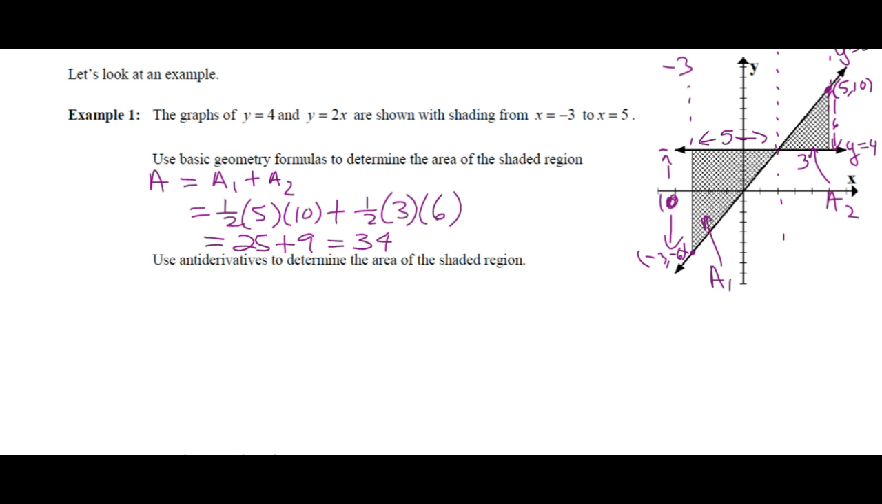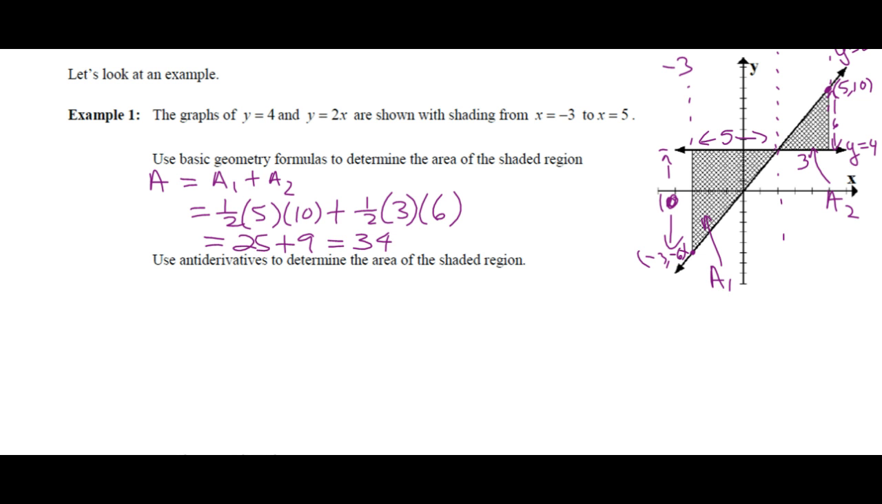Now the question is, well, can we use antiderivatives to determine the area of the shaded region? And we can sort of think, well, yeah, we can, but we've got an area below here, right? Now the thing is, if you use antiderivatives and there's an area below, it's going to come out as a negative. Now that's fine, right? We could deal with that because all we got to do is take the absolute value of it, right? So we're interested in the amount of area, not in whether it's above the axis or below the axis, but just the amount of area.